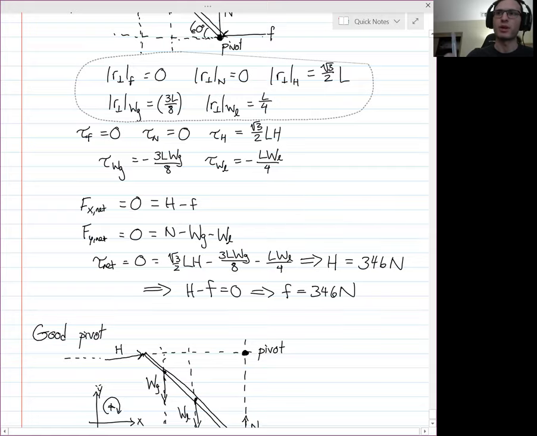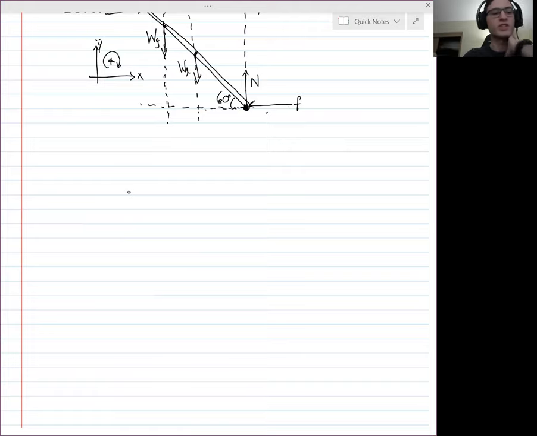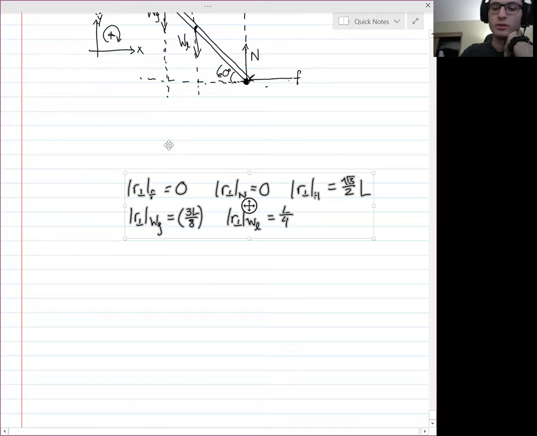I think that we should probably have plenty of time to finish this so I can show you what it's like to choose a good pivot point. It's life-changing.